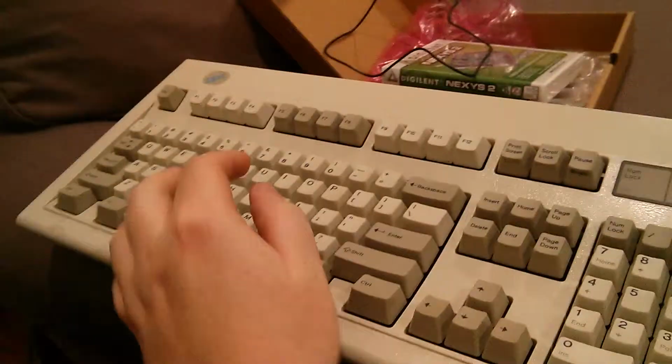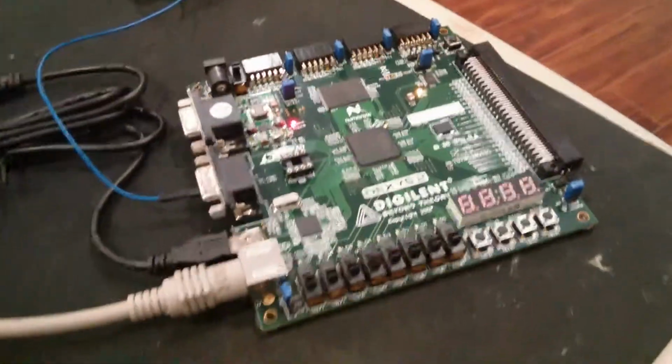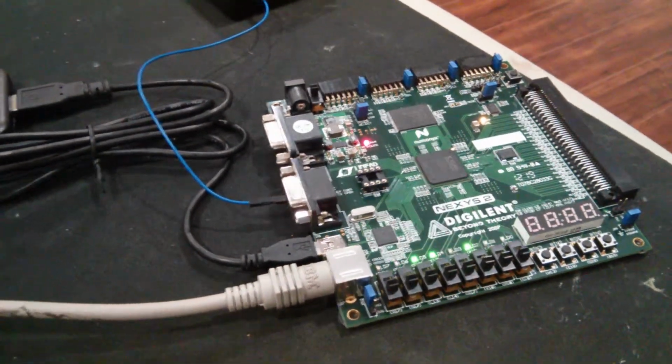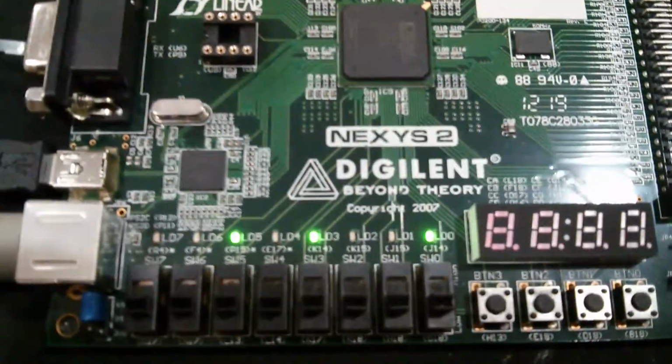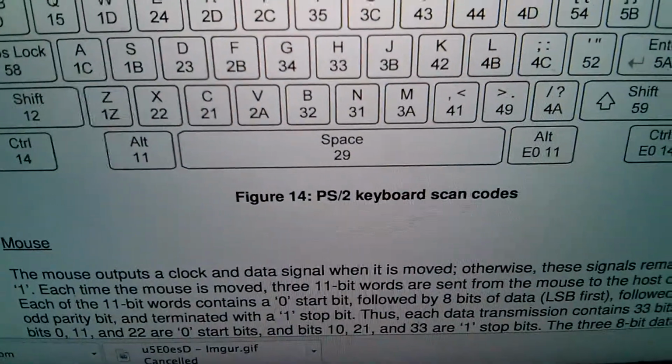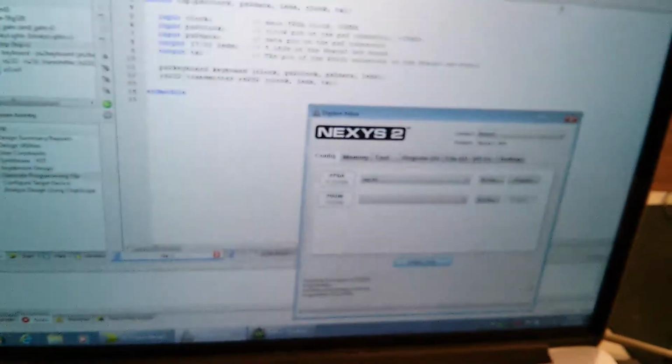And so if I push on various keys of the keyboard, you get different scan codes. And so if you push space, we have hex 29, which is what it should be. 29. And so that's good, and it does output it via RS-232 as expected.